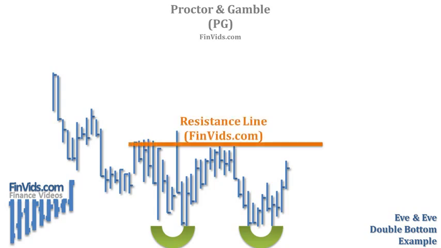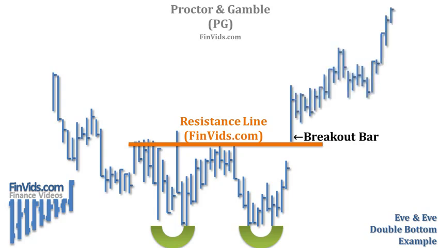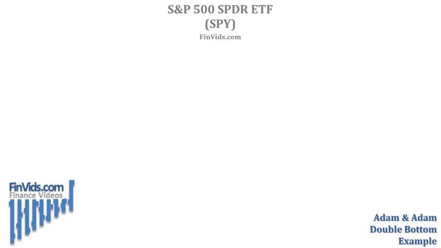And we draw a resistance line at the middle peak. Now prices here broke out above the resistance line. This signals the end of the downtrend and suggests a future new uptrend, which in this chart example is the case. This chart of the S&P 500 illustrates an Adam and Adam double bottom.